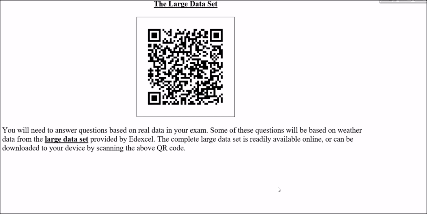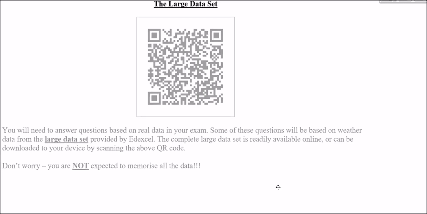Now, of course, if you're watching this already online, you can just do a quick Google search, large data set Edexcel. It's readily there. So there's lots of data when you do actually load it up and look at it, but don't worry, you're not expected to memorize all the data. If you've not looked at it yet, it's a fairly big spreadsheet with multiple tabs on it with lots of different figures and facts. So if you don't need to memorize all of it, then what bits do you really need to know?